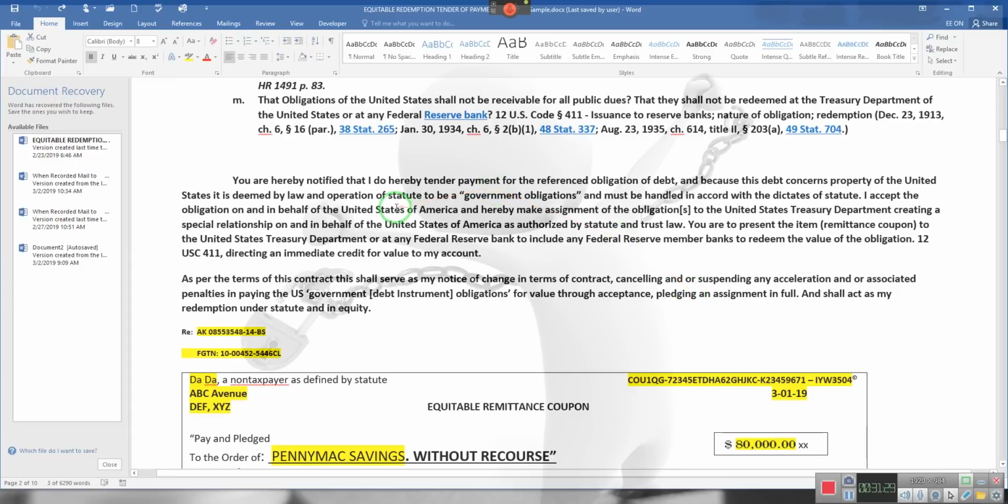Where's that Treasury assignment? No, not there. It says that you accept the obligation on and in behalf of the United States of America and hereby make an assignment of the obligations to the United States Department of Treasury. Anything associated with this debt, you're assigning to the Treasury to be discharged the way the law says it is to be discharged. This is what you're doing. This is what this document does.